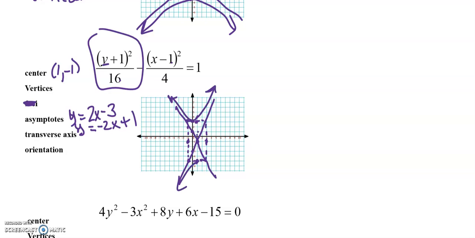Alright, the y is our positive, so it's going to open along the y. So the y-axis is the transverse axis. And if they ask you for that equation, it's going to go right through the center. So it's going to cross x at 1 on that transverse axis. Alright, and the orientation again is vertical.